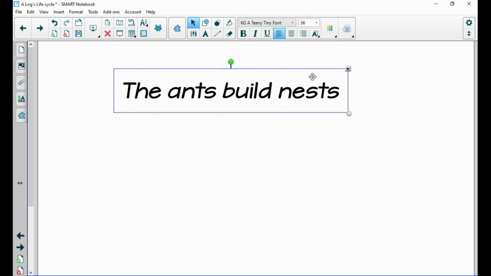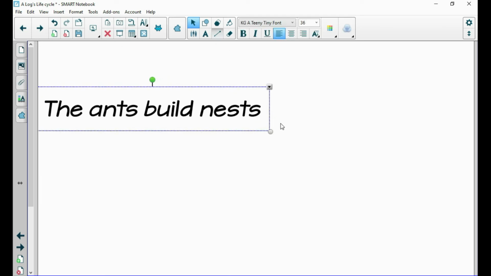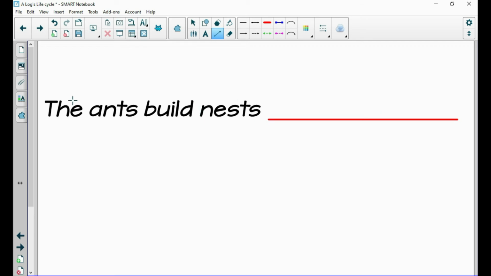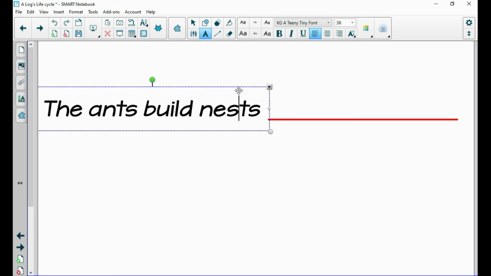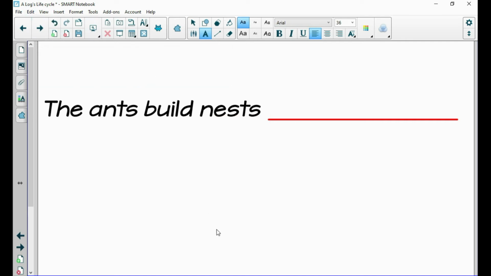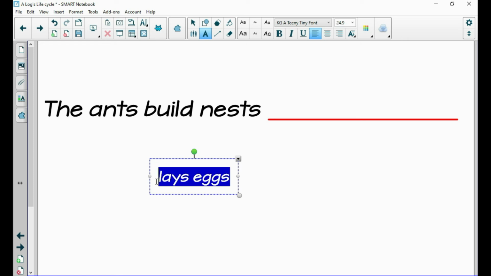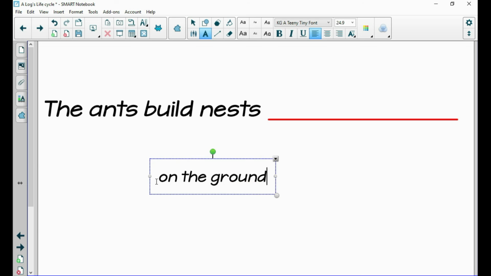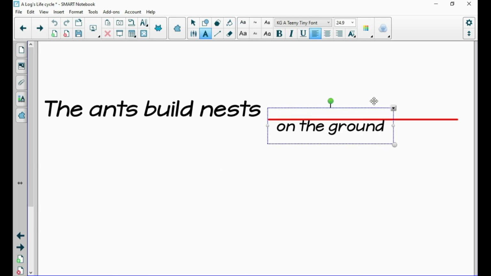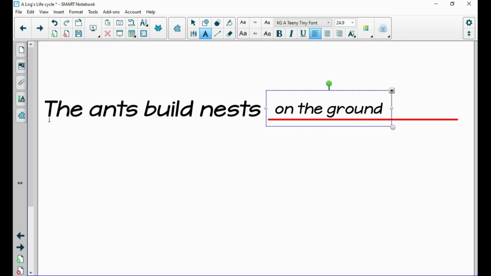Now to do that, I am going to draw a line right here. Okay. And I want to think about some places that my ants could build nests. Where could my ants build nests? They could build nests on the ground. So now my sentence is even better because I've added more details. And now my sentence says the ants build nests on the ground.